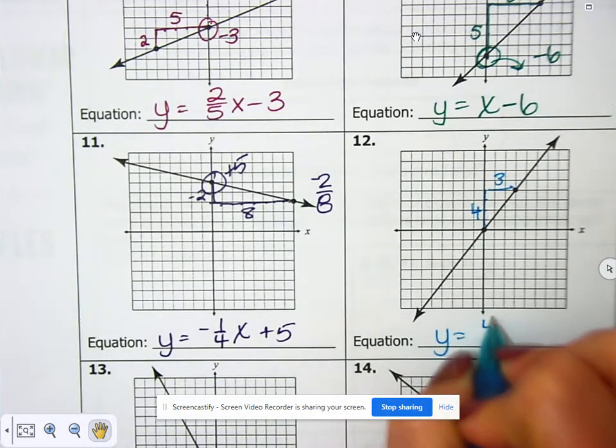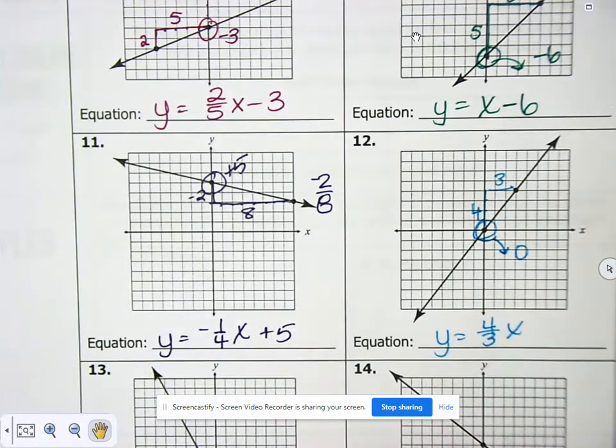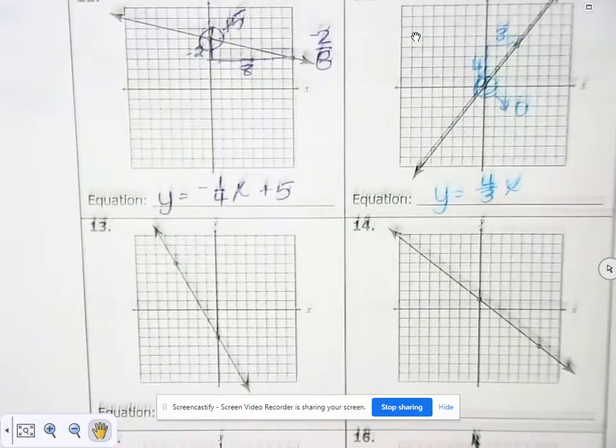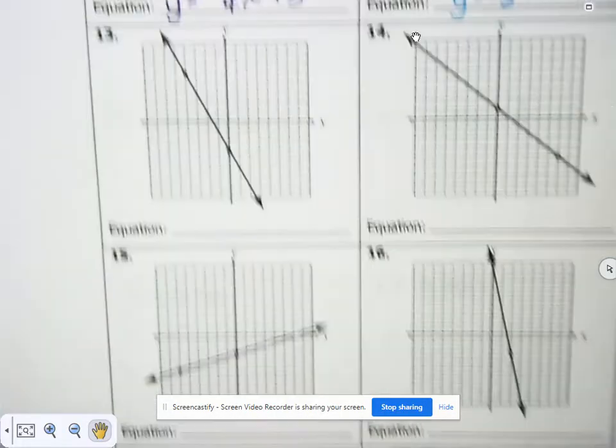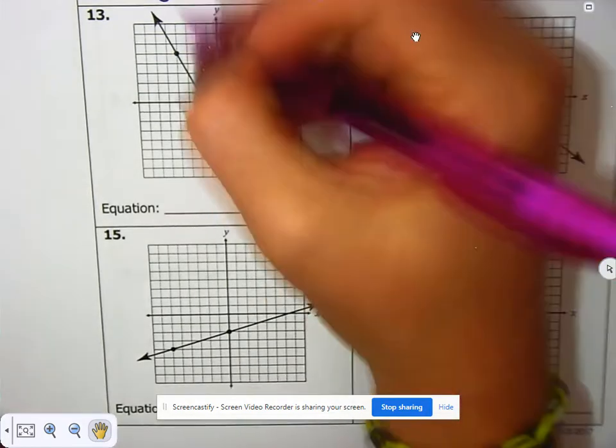Up 4 over 3. So that's y equals 4 over 3x. And then we're at 0 here. So remember, we don't put that plus 0. So it's just 4 over 3x. All right, last 4 of these.